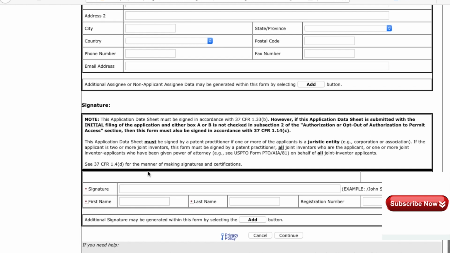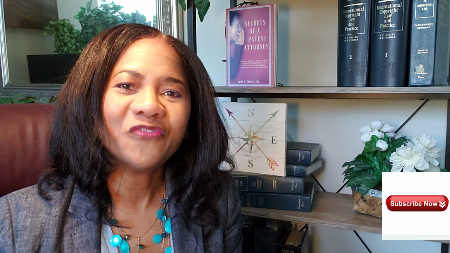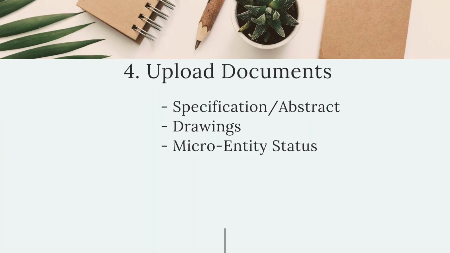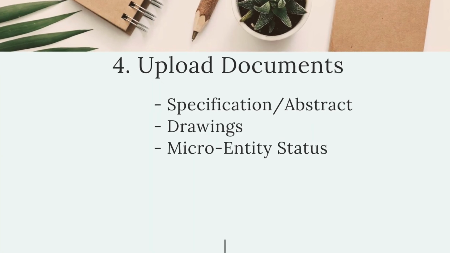And then at the end, you sign. So signature is with a dash, backslash, John Doe, backslash, and then John Doe, first name, Doe. There's no registration number, that's for an attorney. And then you hit continue. Step 4 includes you will upload your documents.